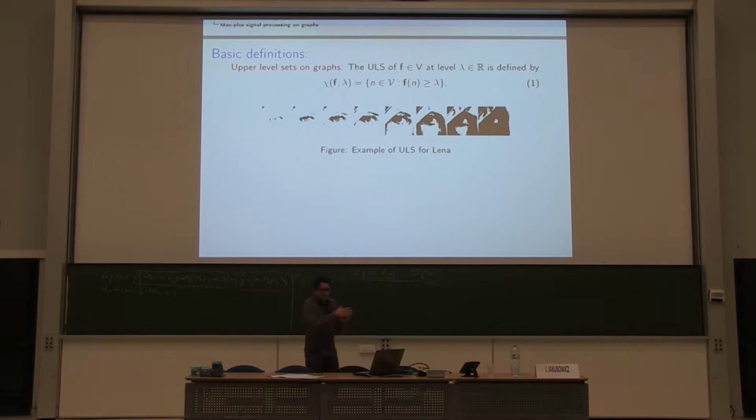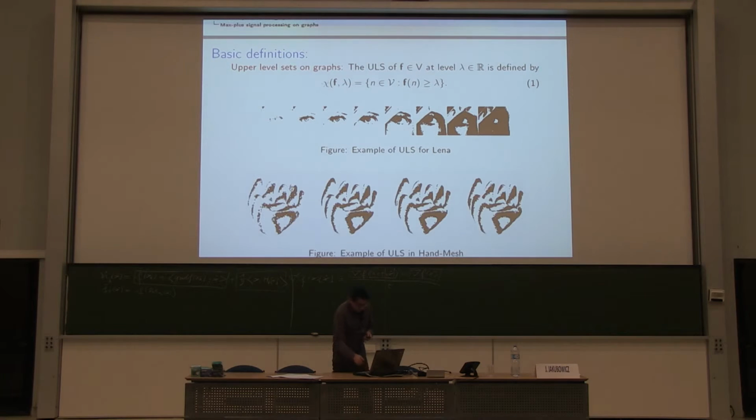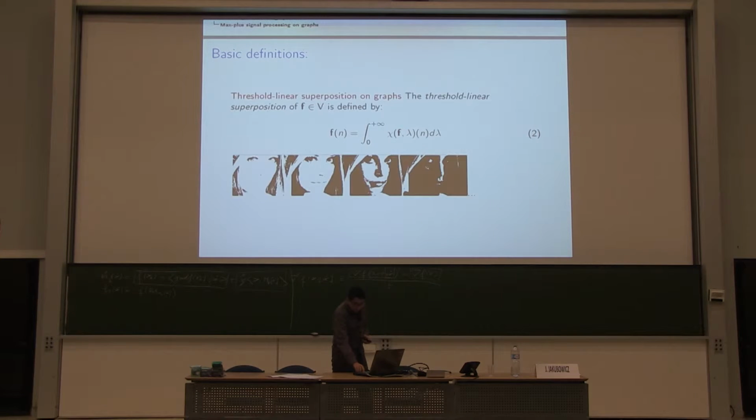That's really easy. We have different values of lambda. We can define this as a binary upper level set on the graph according to the value of the function, because we have a function on each node of the graph. That is simple. The same example in the mesh, with the same result.